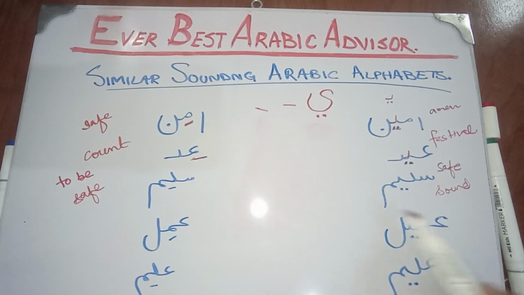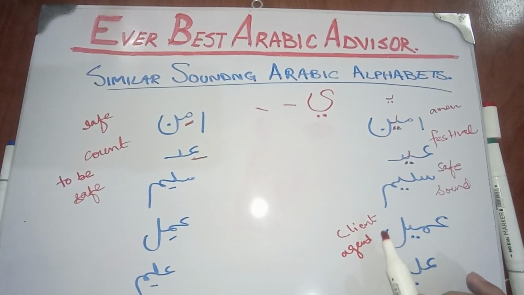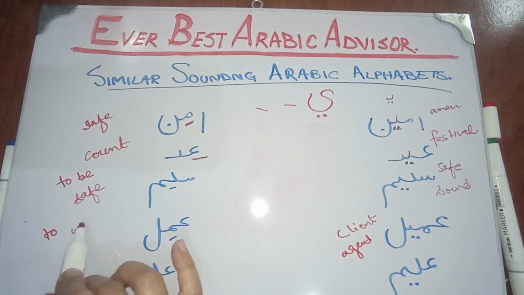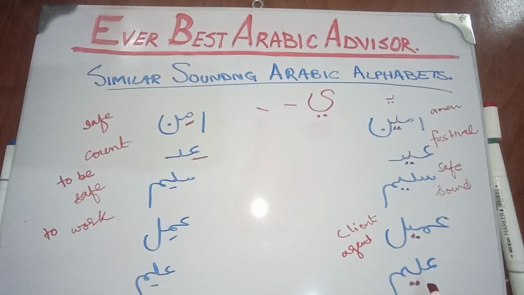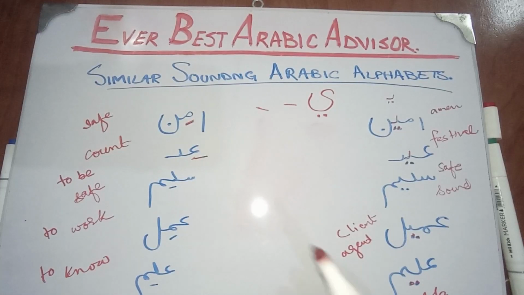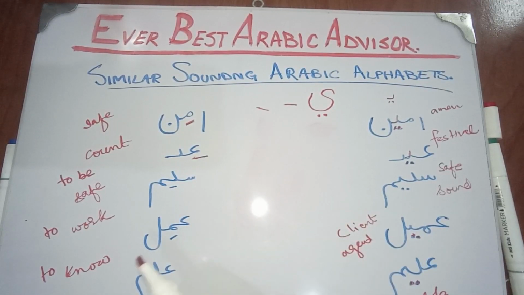And Amil, Amil: Amil means client or agent, and Amil is to work, just like Amal. Alim, Alim: Ya over here. Alim means knowledgeable, and Alim means to know. So you see, just by the long vowels and the short vowel, the meaning is quite changed. So you have to make the difference between them. Otherwise, you are mixing the words.